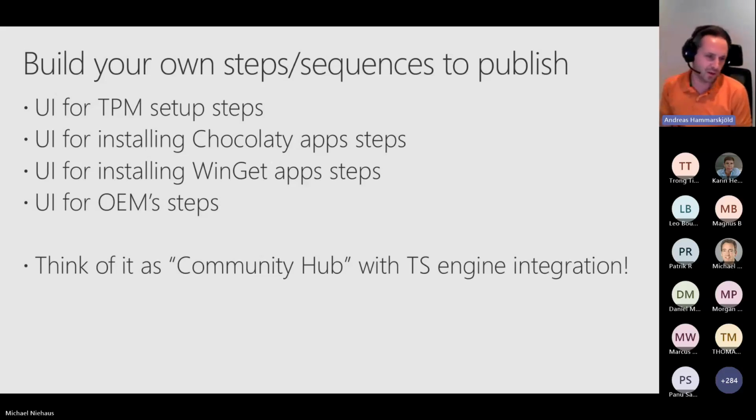basically, if you want to do chocolatey apps, they should be able to build their UI to install chocolatey apps as part of the sequence. Let's say somebody really likes Winget. They should be able to create a UI element for installing Winget. So there will be, of course, some sort of moderation for this. We don't want 1 billion different steps that do exactly the same thing. But you can think of it as a sort of community hub that we had in Configuration Manager, but with the ability to actually change the task sequence engine UI element as well.